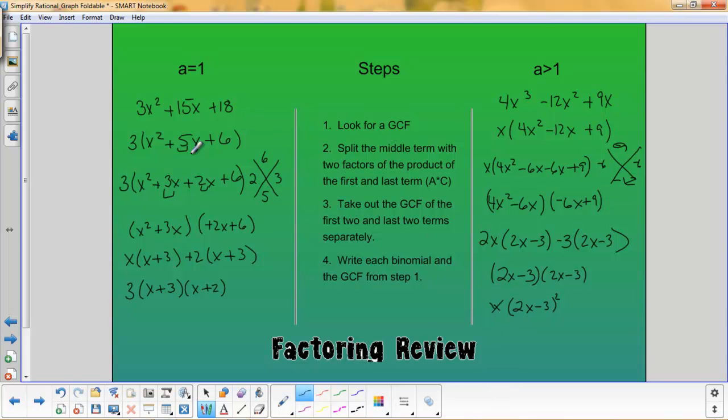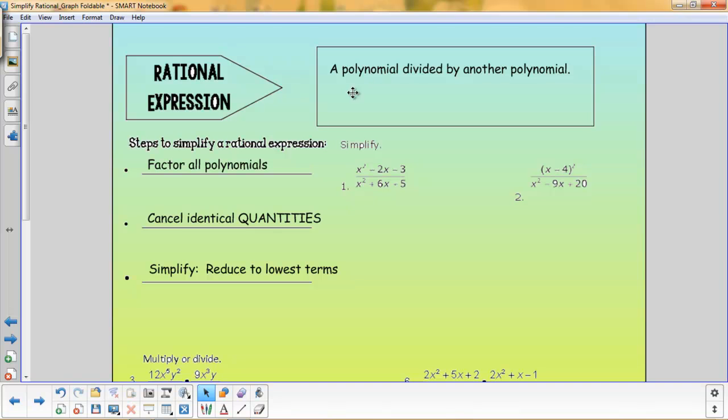This is going to be a very critical component to everything that we do when we're simplifying rationals. So please have a very good working form of factoring so that you can be successful. Take a moment now to fill in these spaces here. A rational expression is known as a polynomial that's divided by another polynomial. You'll notice in all of your examples, that's what you're looking at.